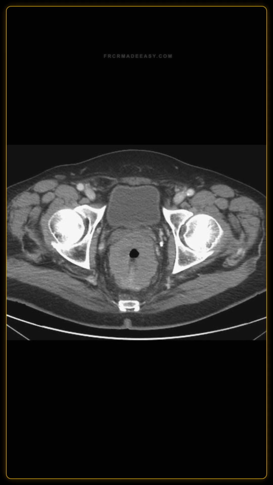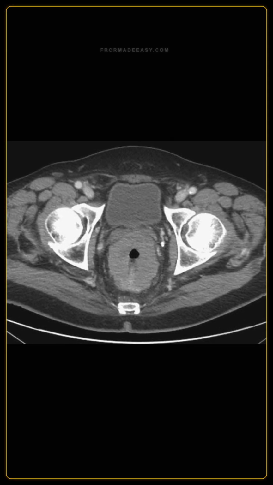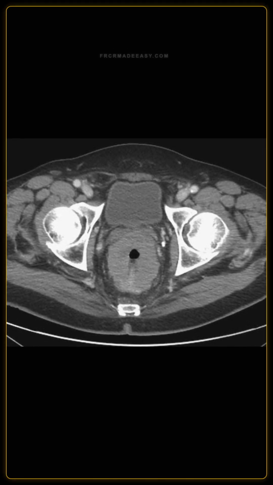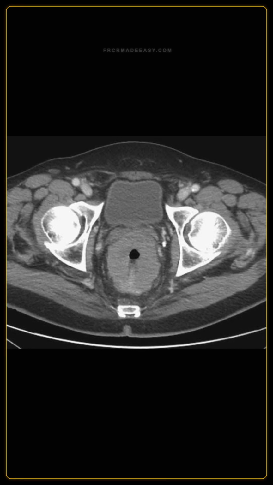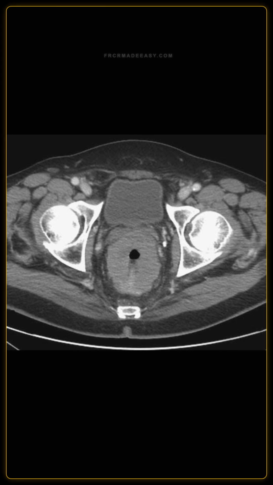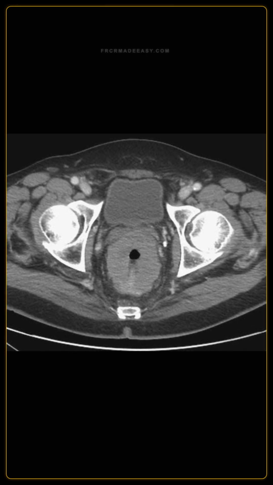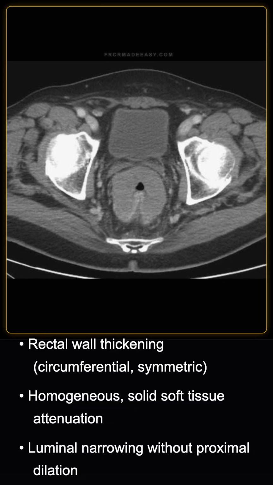A 45-year-old man with a known history of HIV presents with intermittent bright red blood per rectum and severe pain with defecation. I am showing you an actual contrast-enhanced CT of the pelvis. Describe the findings. All right, let's take a look.